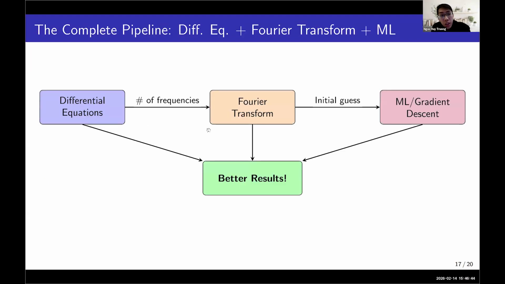This can be described in this pipeline. You have the equation that gives you the solution with two frequencies. From the Fourier transform, you pick the highest peaks and use them as initial guesses. Then you plug them into gradient descent, and it provides better results. You need all of this. This is the complete pipeline.